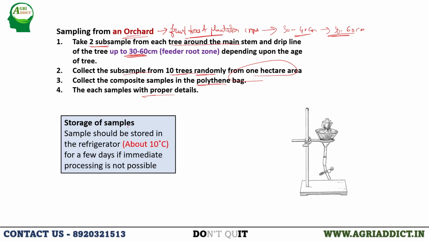And if we go for immediate extraction, there is no need for storage of those samples. If the extraction takes some time, then you will go for storage. That is, you have to store the samples in the refrigerator at around 10 degrees Celsius for a few days if immediate processing is not possible. Then you have to keep in mind the temperature used for storage of these samples, that is around 10 degrees Celsius. This is about the collection of samples, that is, collection of soil samples and collection of plant materials, that is root samples.